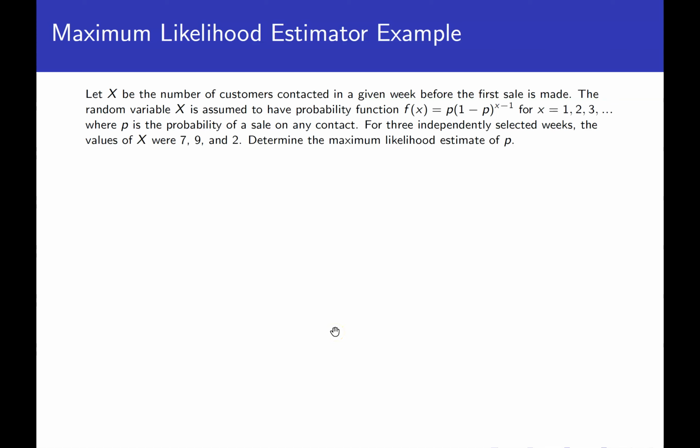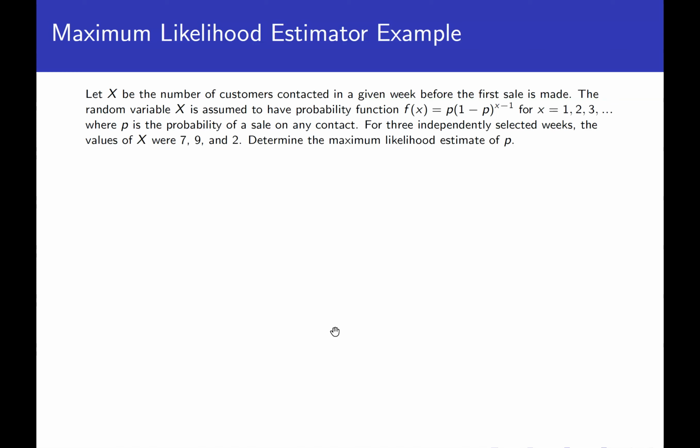Let's do another maximum likelihood estimator example. In this case, X is the number of customers contacted in a given week before the first sale is made. The random variable X has this probability function: P times (1 minus P) to the X minus 1. Notice that this looks like the geometric distribution, because 1 minus P would be the probability of failure. We're going to have X minus 1 failures before we have a success on trial number X. So P is the probability of a sale on any contact.